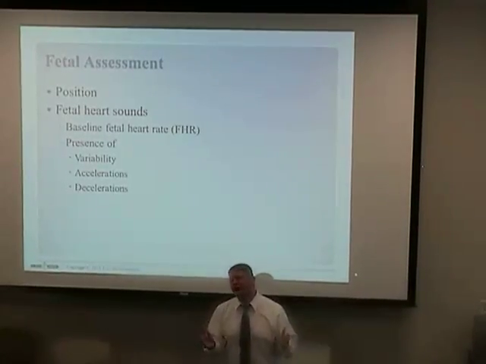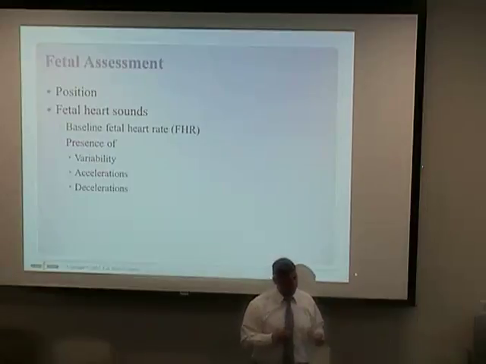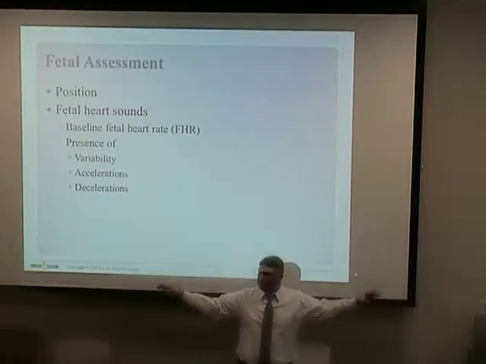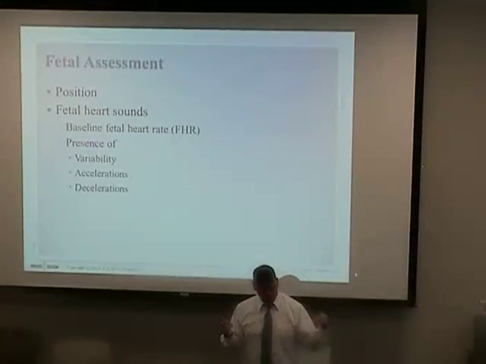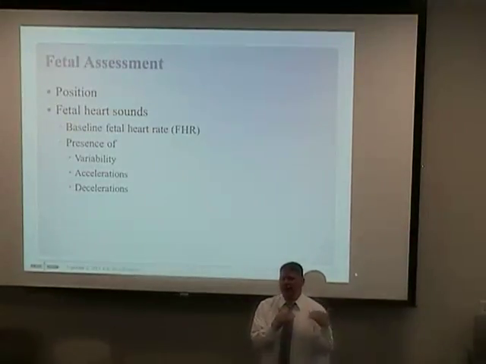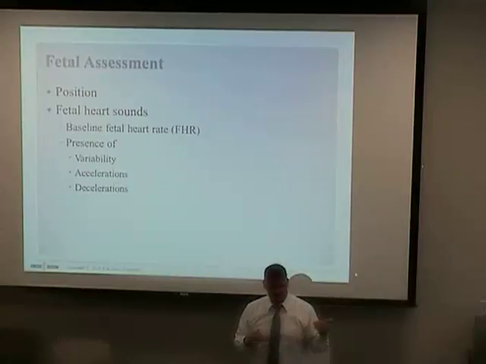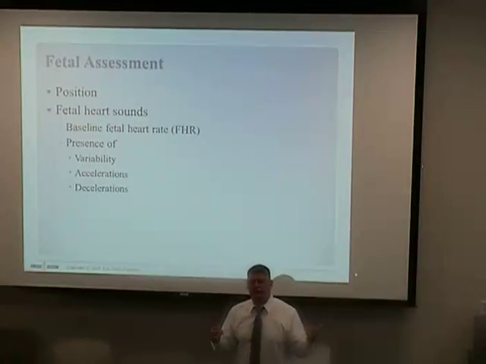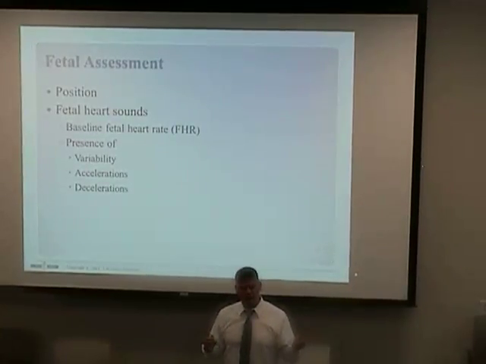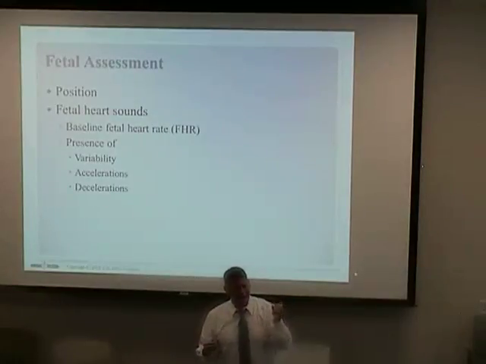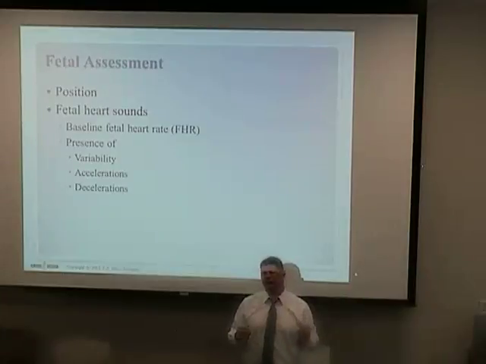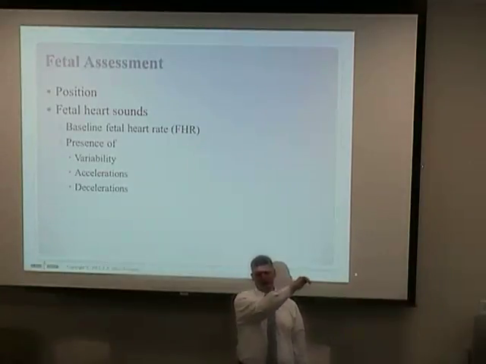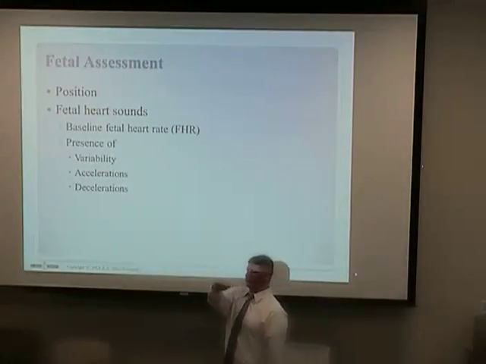Now the reason moderate variability is the most important is because from there you can figure out all the rest. Okay? So if you start with absent, what does absent mean? None, right? So what is absent variability? How many beats per minute? Zero. It is a flat line. That's absent variability. It looks like asystole, just a straight line running across the screen.